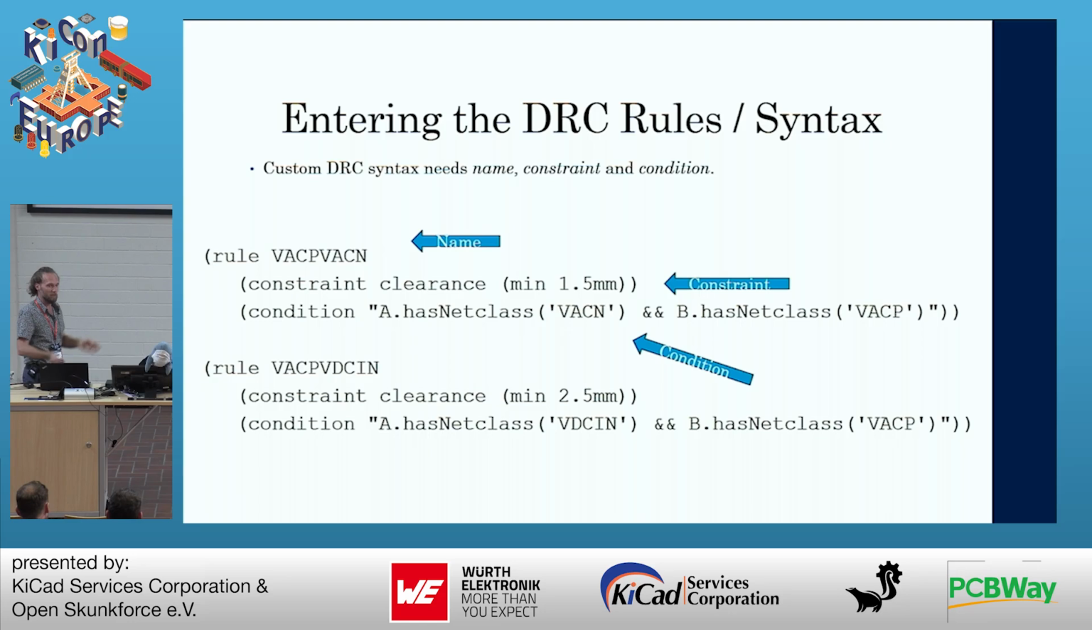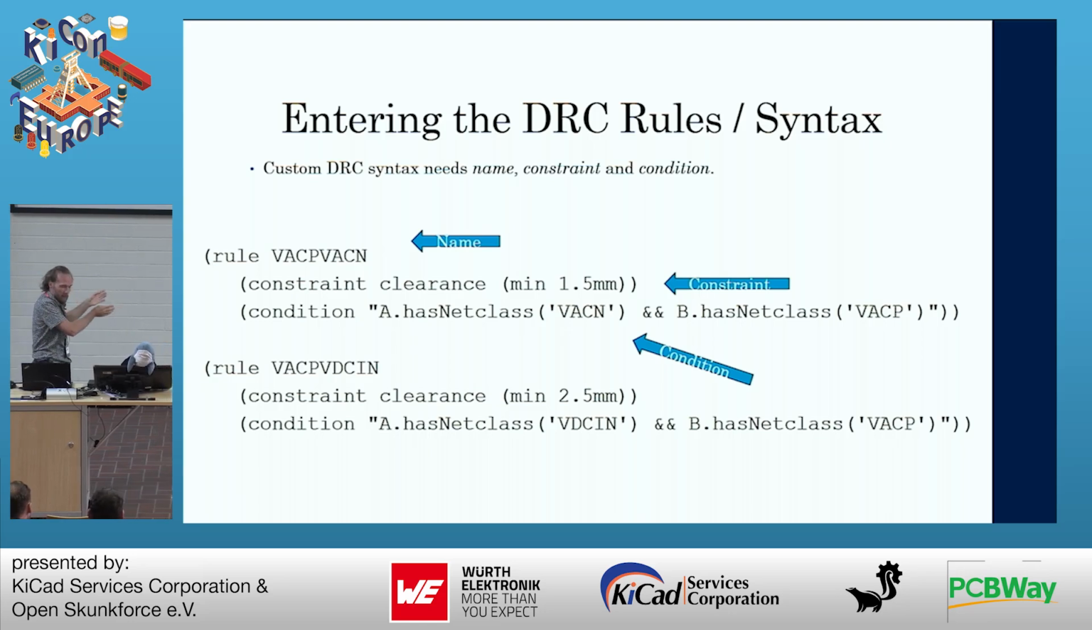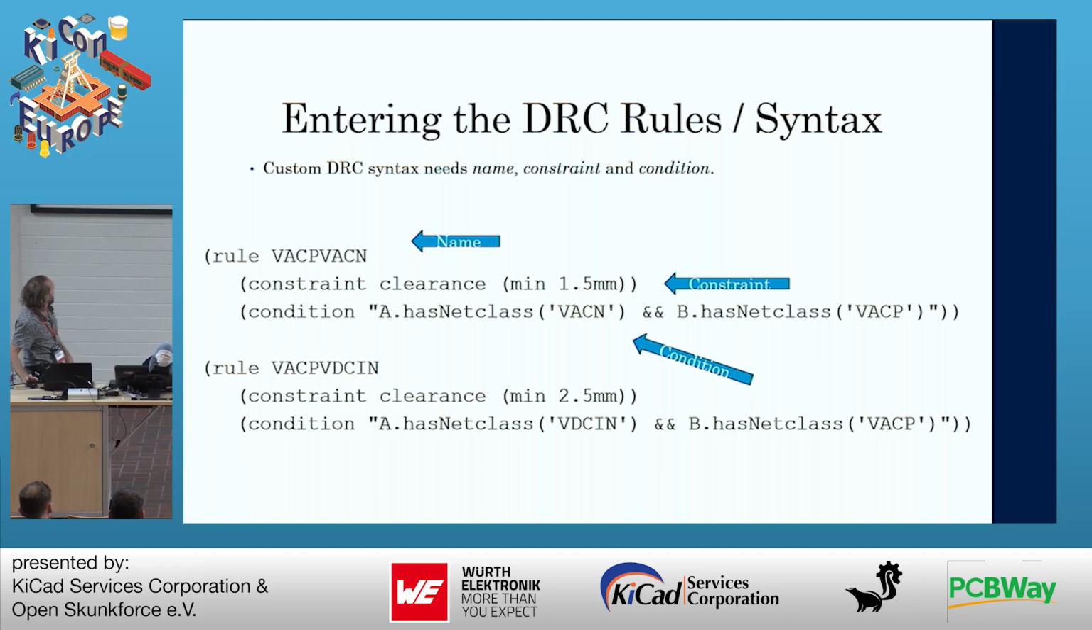We're creating a condition where one element is a member of one net class, and the other one has another net class. What type of constraint do we want? We want a clearance constraint, and we want to set the clearance to a minimum value. Minimum in this case is 1.5 millimeters.